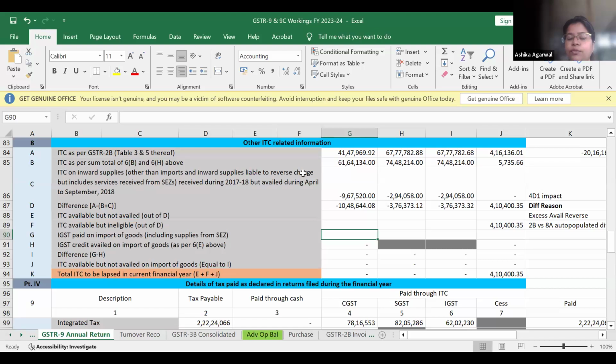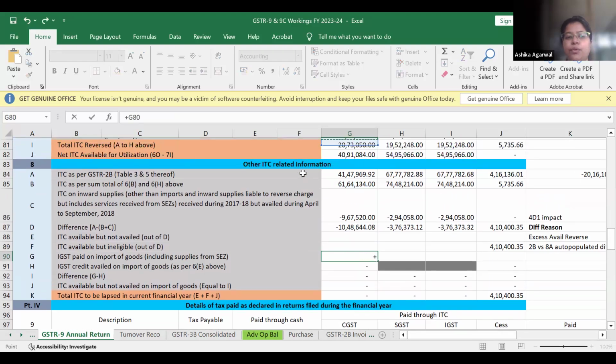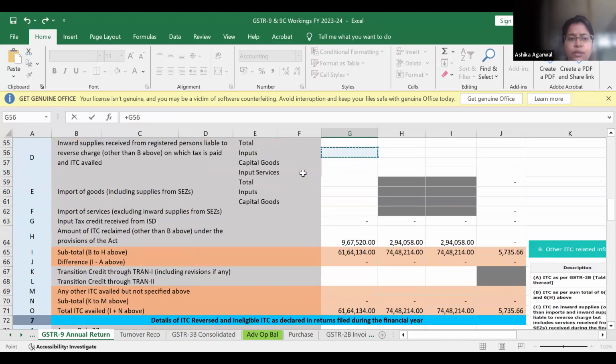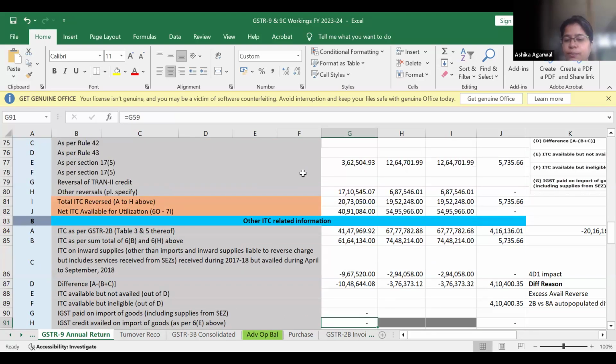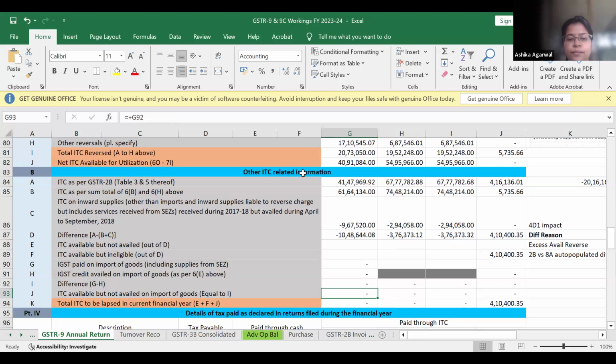So IGST on import of goods, basically you can tag with your table 6, where I discussed you can do the import of goods reporting. So here based on 6E, you can do the reporting. So this is all about table 8. Over to you.